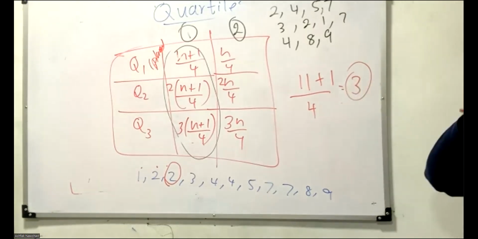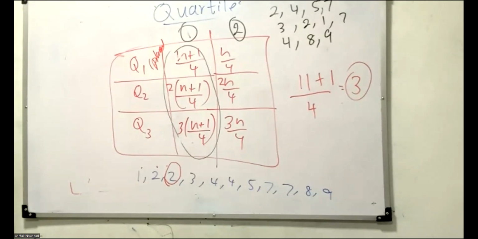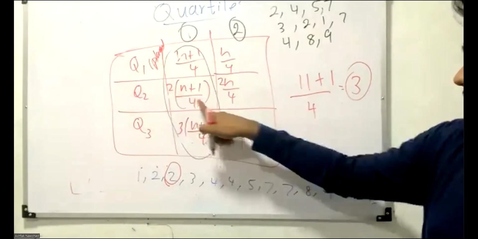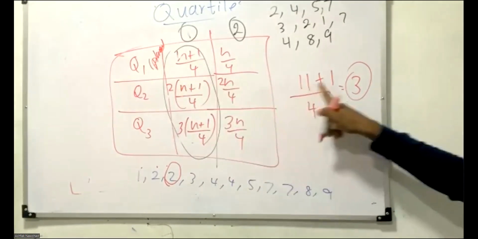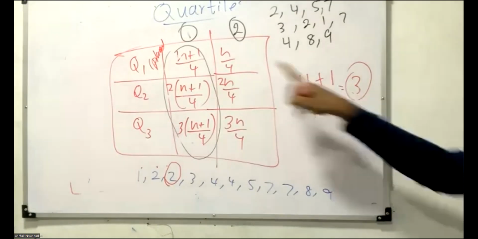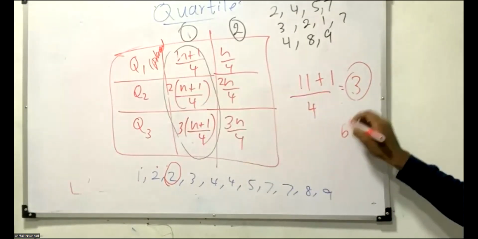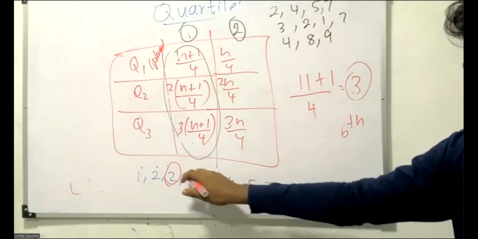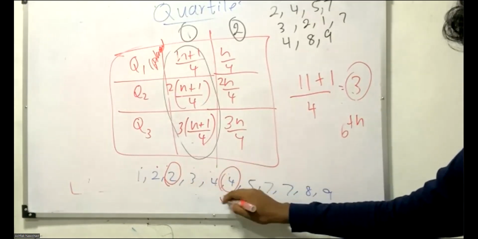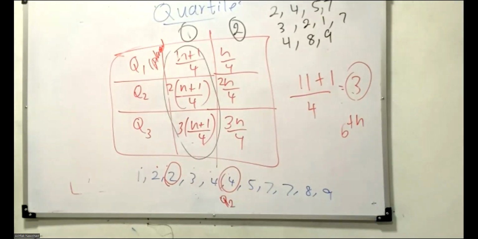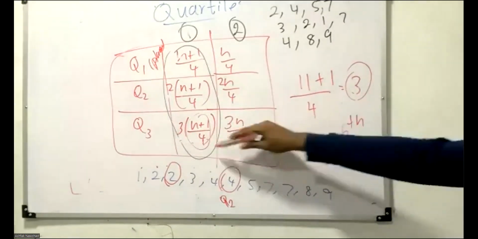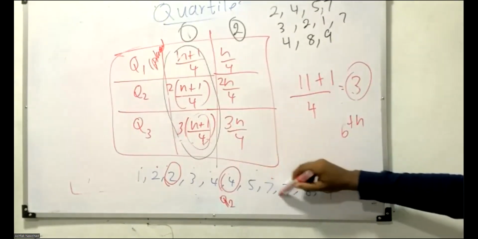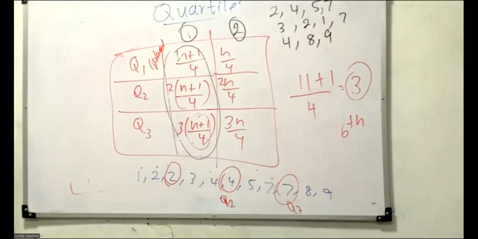Yes, they say the second quartile is 4. Let's see. The formula for the second quartile is 2 times n plus 1 over 4. We know n plus 1 over 4 is 3. So 2 times 3 is 6. So the second quartile is in the 6th place: 1, 2, 3, 4, 5, 6. This is the second quartile. And the third quartile, 3 times 3, which is 9: 6, 7, 8, 9. The third quartile is 7. Are we clear?